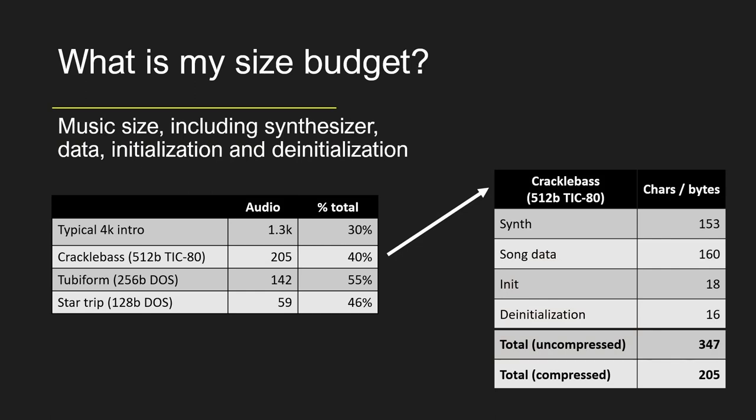I started this whole journey with music in tiny intros, from 4K intros. And this is a kind of rule of thumb I heard from Gopher, and I recently confirmed with Virgil, that for a typical 4K intro, the audio, including the synthesizer, data, initialization and deinitialization routines, everything, typically takes something like 1.3 kilobytes, or about 30% of the total.